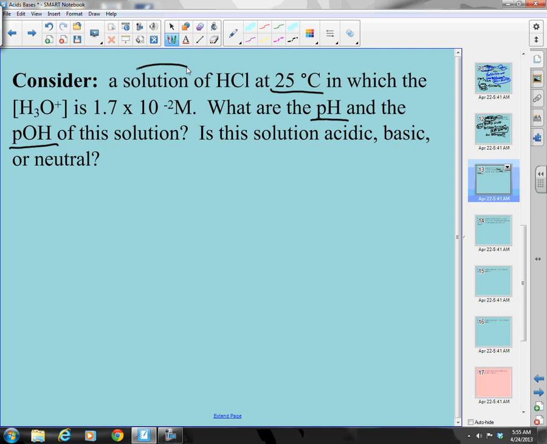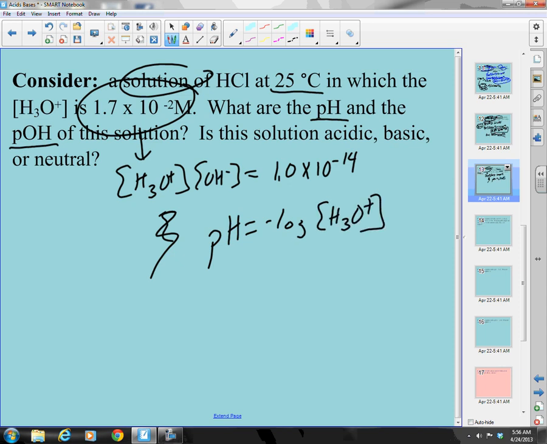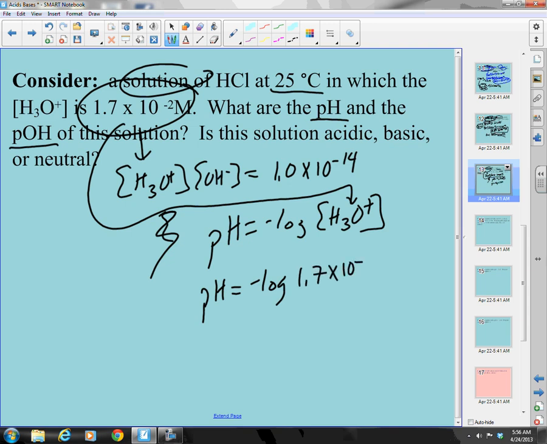All right. Solution 25. That means hydronium concentration times hydroxide concentration equals 1.0 times 10 to the minus 14th. I know what my hydronium concentration is. It says, what is the pH? pH is equal to the negative log of my hydronium concentration. They already gave me that, so I just drop it in there, and pH is equal to the negative log of 1.7 times 10 to the minus 2.